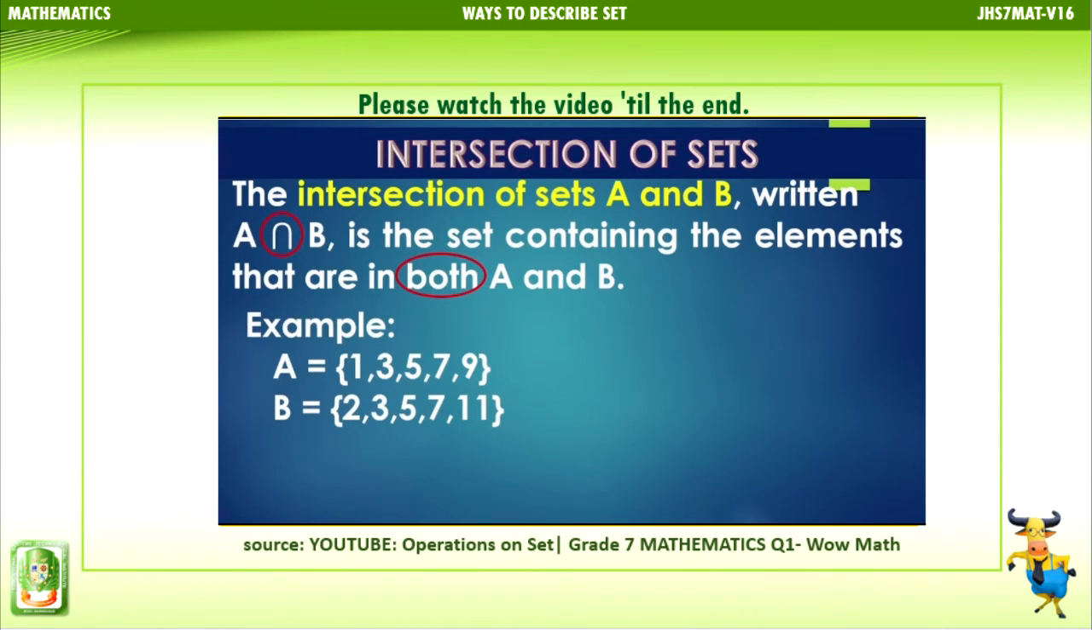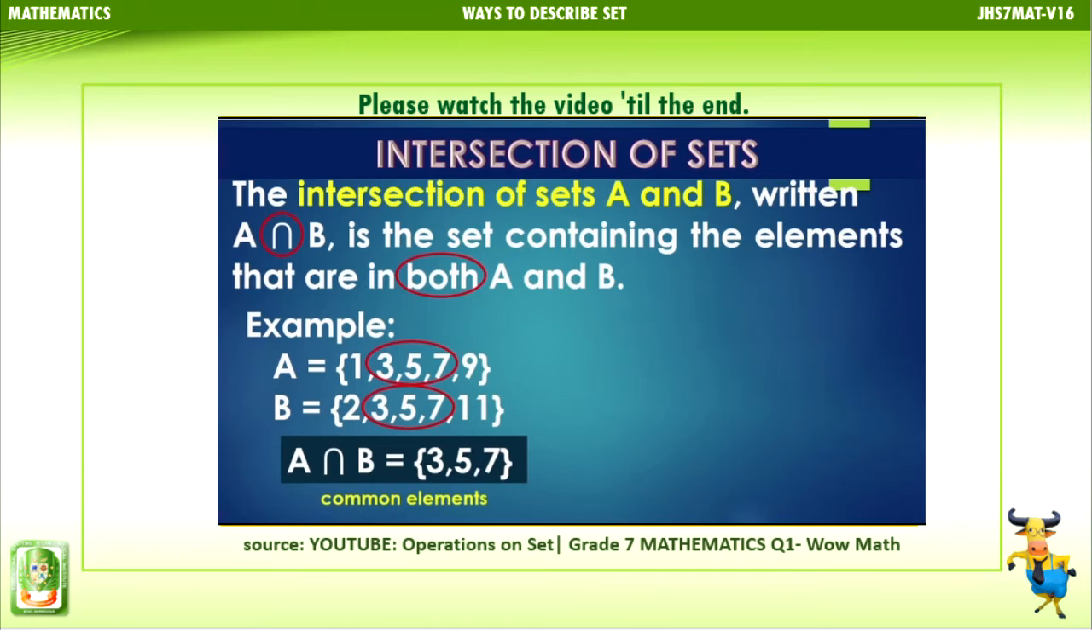in set A, I have 1, 3, 5, 7, 9. In set B, I have 2, 3, 5, 7, 11. So, ano ang common elements nila? Pareho silang may 3, 5, and 7. So, therefore, the intersection of set A and B is equal to 3, 5, and 7. So, again, pag sinabi nating intersection, common elements.